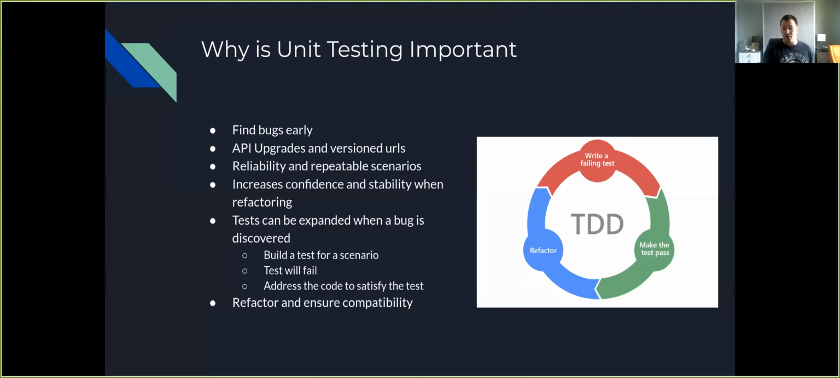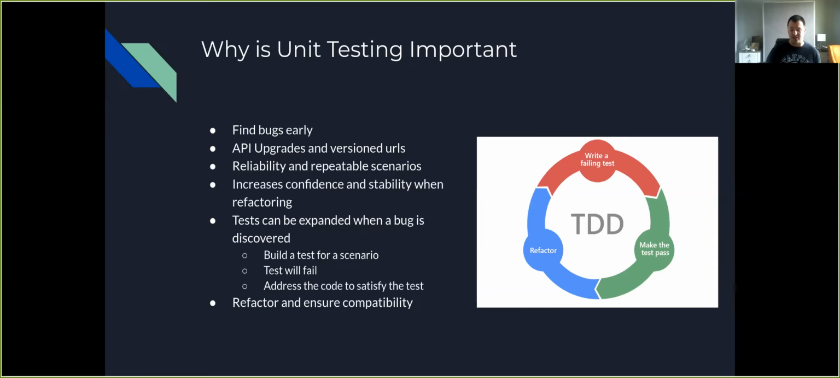Then there's the scenario of API upgrades and versioned URLs. I have an example coming up in just a couple minutes about this exact scenario. APIs typically have version 1, version 2, etc., and their schema changes. You want to be able to call that API and get an expected response. Unit testing makes that possible because you can use that mock object that we talked about, mock the API response from version 1 to version 2, and then refactor your code to make sure that it still passes the given scenario.